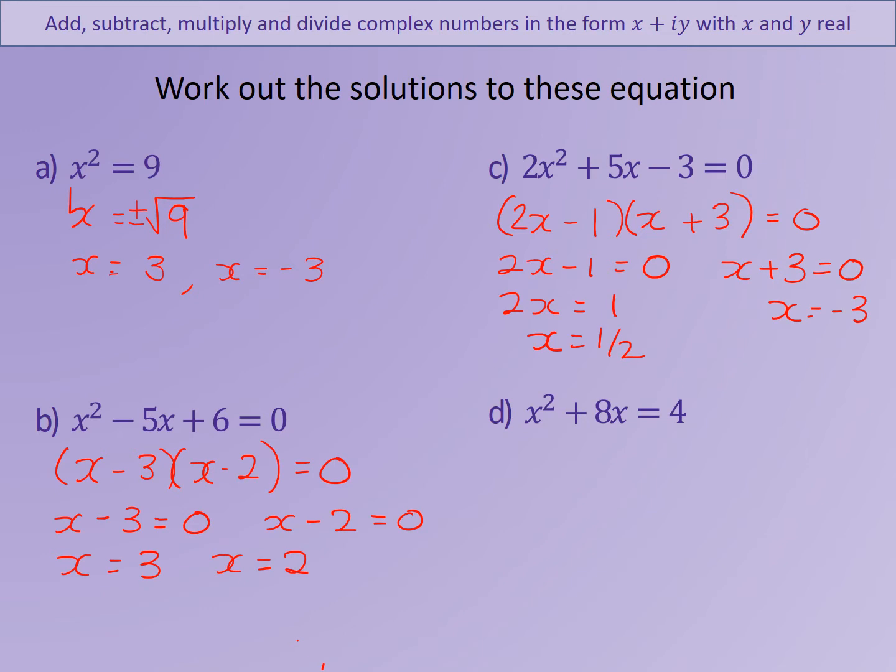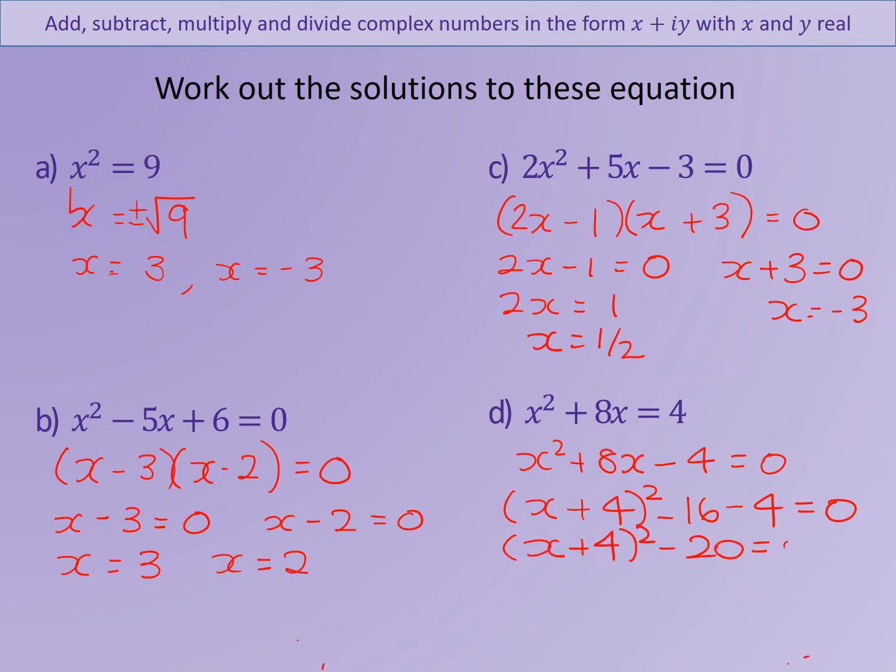So we need to do a little rearrange here first of all to set it equal to 0. x squared plus 8x, take 4 is 0. And this time I'm going to complete the square. So we have x plus 4 all squared, subtract 16, subtract this 4. So that is x plus 4 all squared, take away 20.